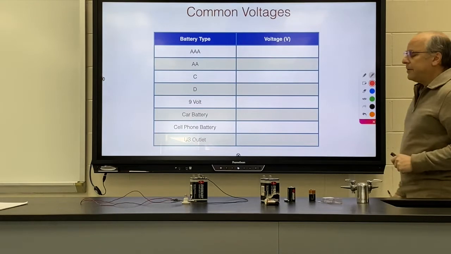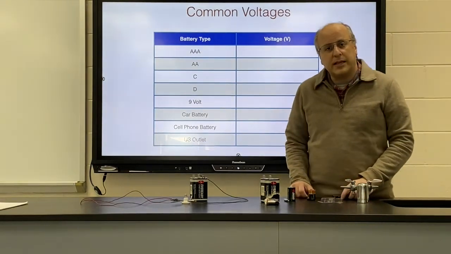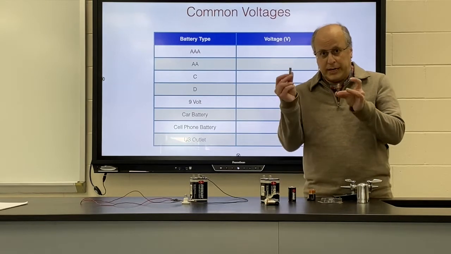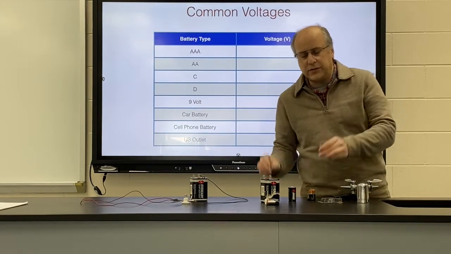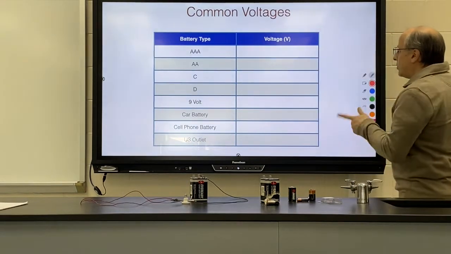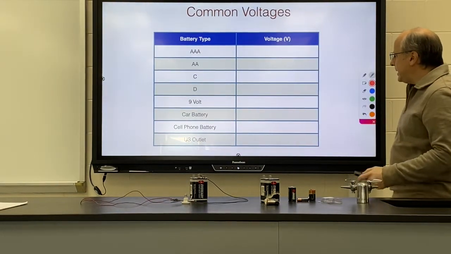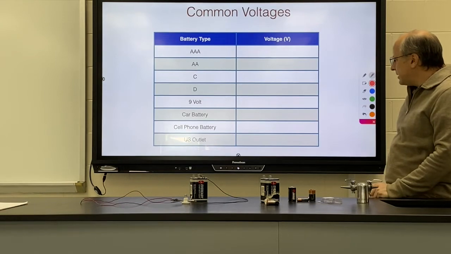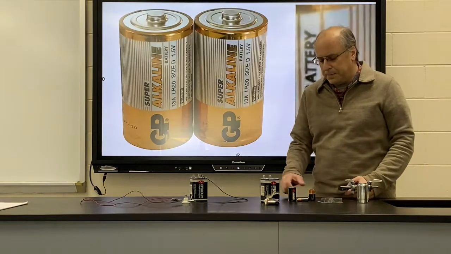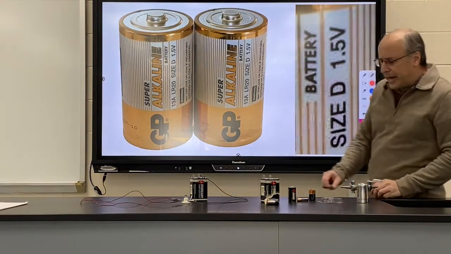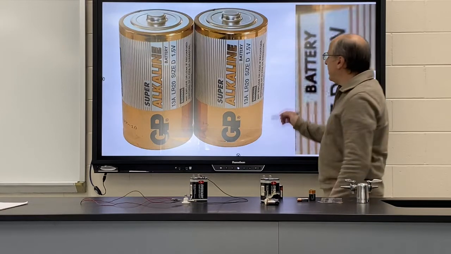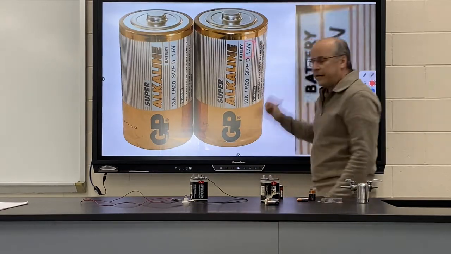Here are the most common voltages you're going to run across. I'd like you to make this table so that when we're doing things later in this unit, you know how many volts each of these different things will produce, okay? So we have AAA, AA, C, D, 9 volts, car batteries, cell phone batteries, and then the outlet that you would plug stuff into. Okay, here's a D battery. It is the biggest of the batteries, and you will see that it is 1.5 volts.